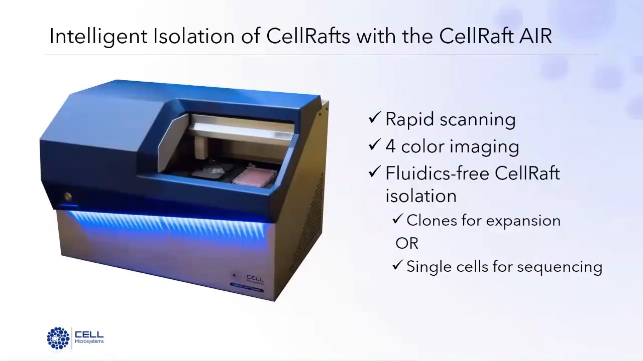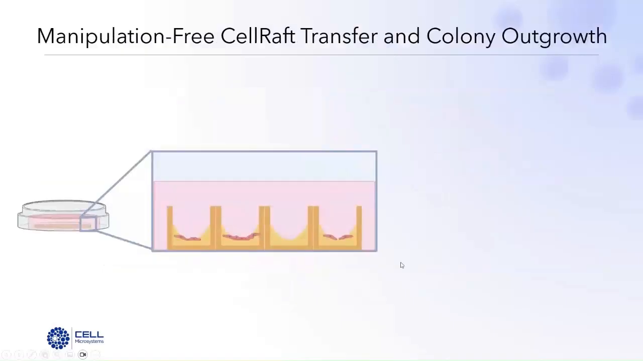What we're going to do is actually perform completely fluidics-free isolation of the cell raft itself. Not the B cells, not the colonies, the cell raft that the cells are attached to. We can do this either for the clones for expansion, or we can do this for single cells for downstream seq. So what this actually looks like in cartoon is that when we're ready to recover that raft, it is fully releasable from the array.